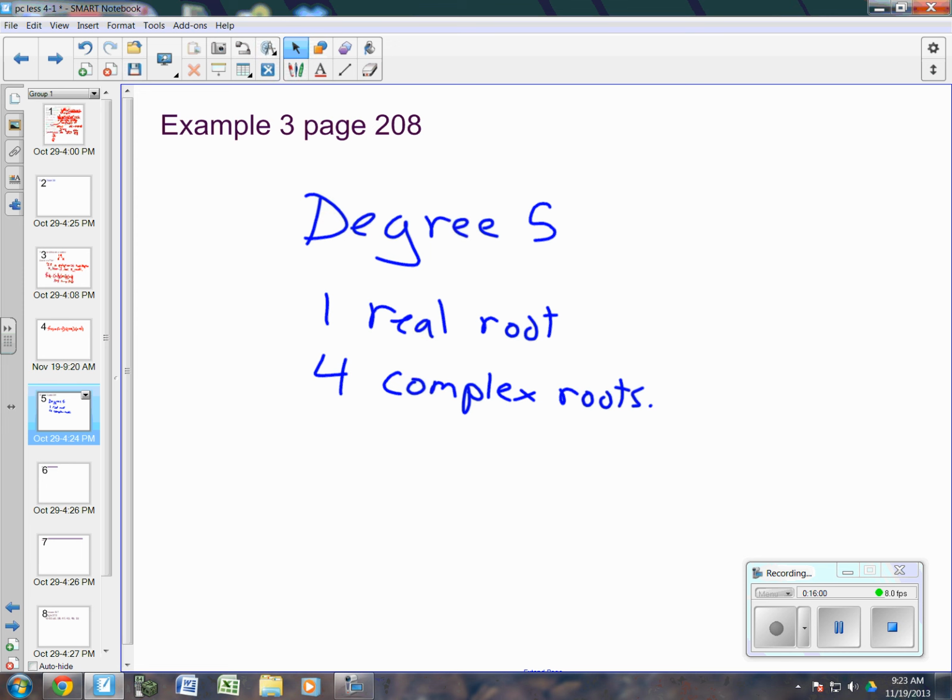Okay, so you guys know that it has to cross at least once. Now, what about if it's even degree? Does it have to cross? What if I have an even degree function? Does it have to cross the x-axis? Why not?